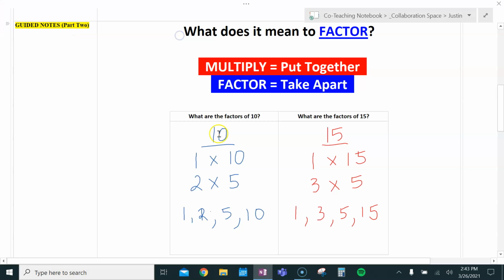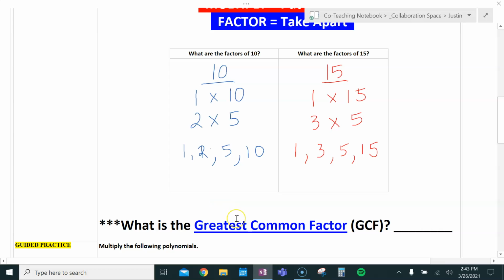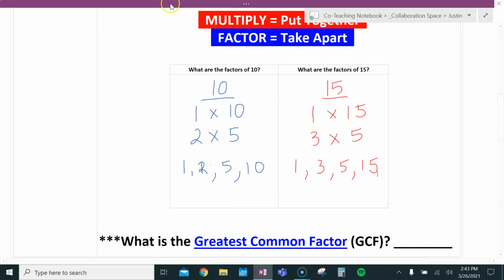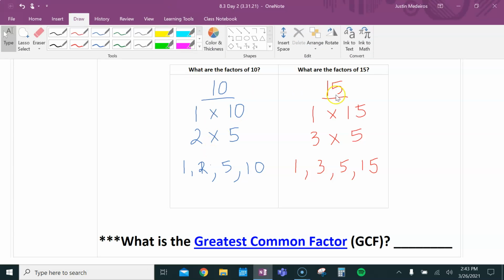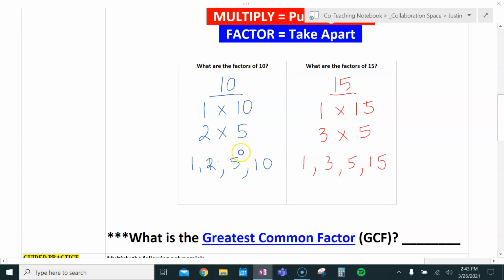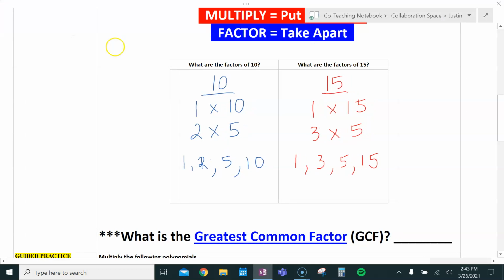All right, the next question that we're going to ask ourselves is, what is the greatest common factor? The greatest common factor is the largest or the greatest number or factor that both of these numbers, 10 and 15, share. So if I look at my answers here that I'm going to box, we have 1, 2, 5, and 10 for factors of 10, and we have 1, 3, 5, and 15 for my factors of 15.